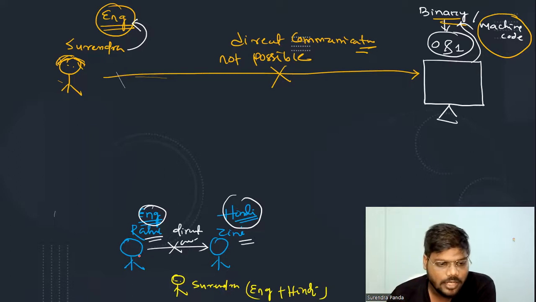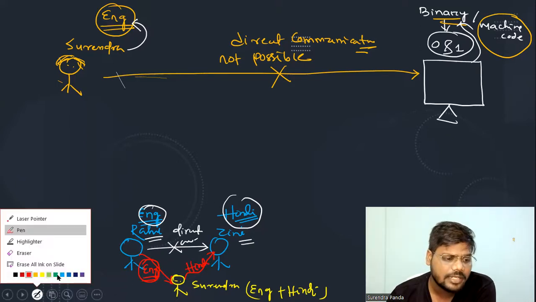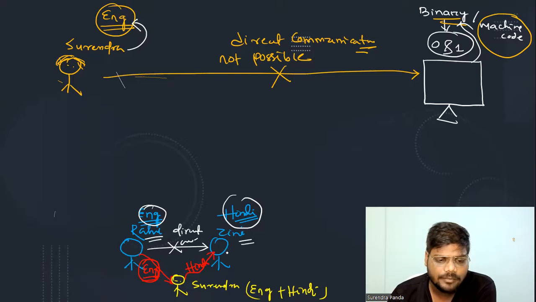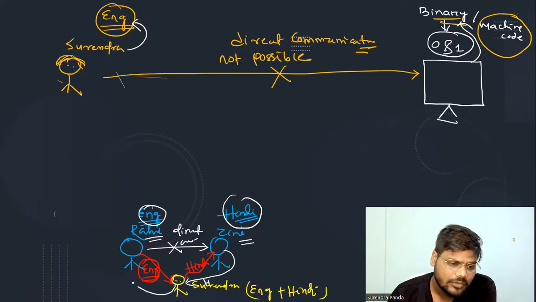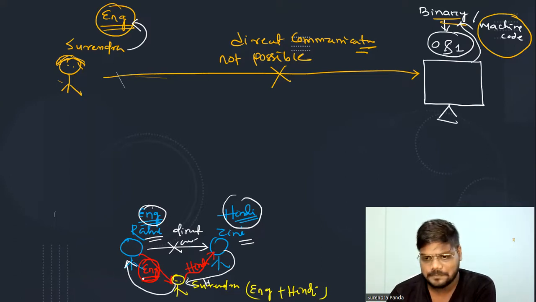Yes, sir. How? Rahul will tell something to me in English. Then I will translate this English instruction to Hindi, and I will tell it in Hindi to Zinni. Then Zinni will give some reply in Hindi. Then I will translate that Hindi to English, and I will reply to Rahul. Is it clear or not?